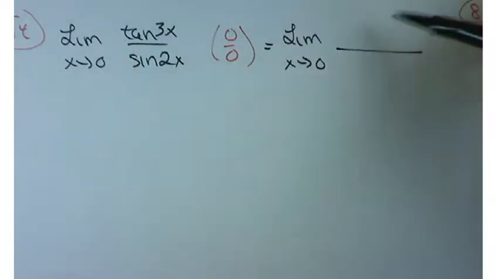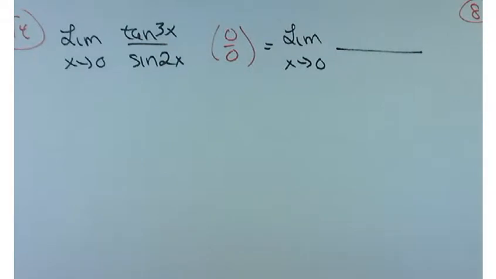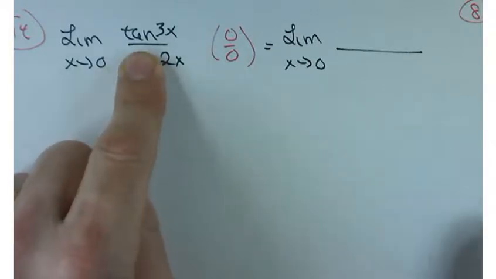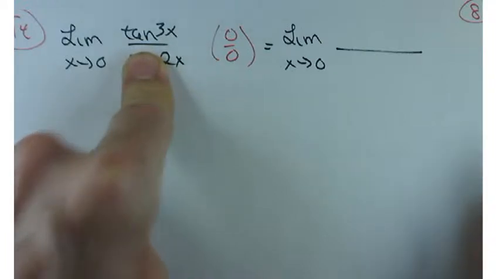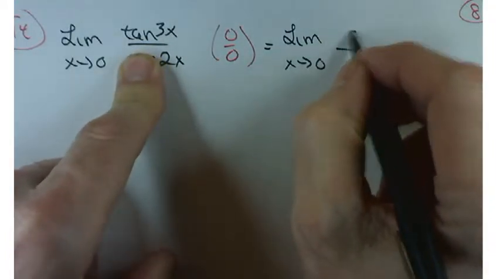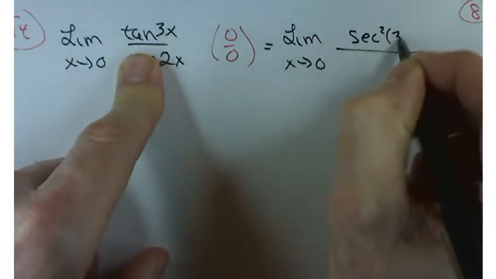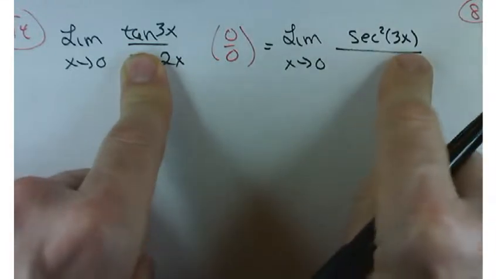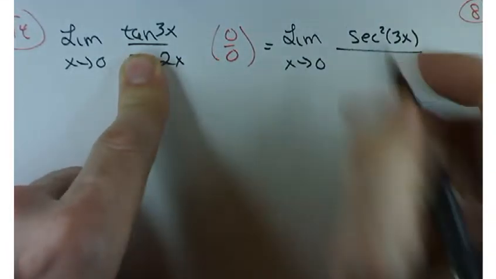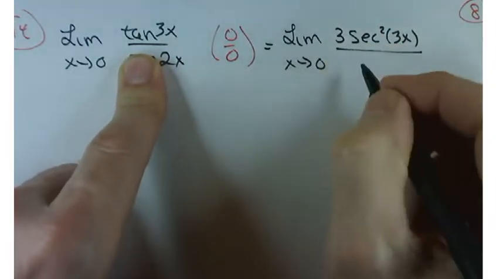The one thing you got to keep in mind is that you're not applying the quotient rule here. Do not apply the quotient rule. That would be a bad thing. You want to take the derivative of the numerator. Secant squared of 3x times the derivative of the inside. And I'm going to put that 3 out in front.